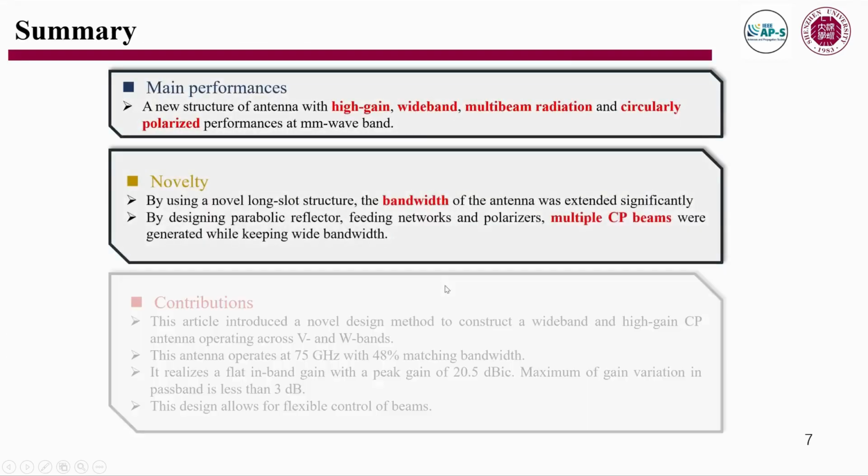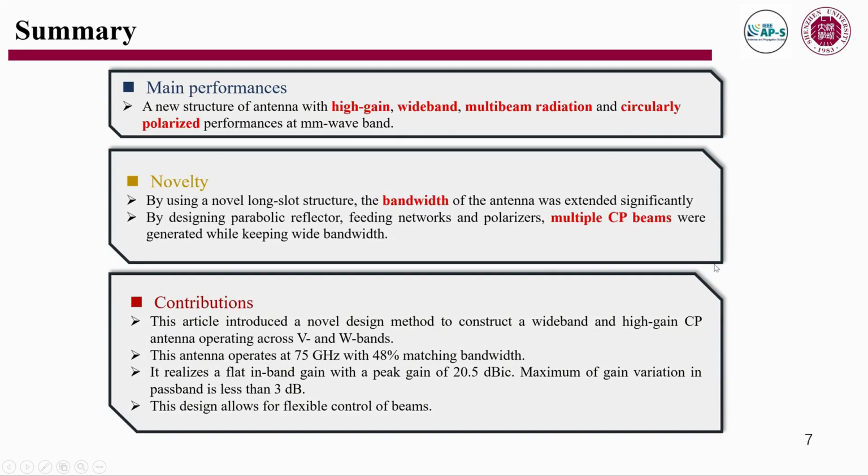Here is the summary. This article introduces a novel design method to construct a wideband and high-gain CP antenna operating across V and W bands. It operated at 75 GHz with 48% matching bandwidth.